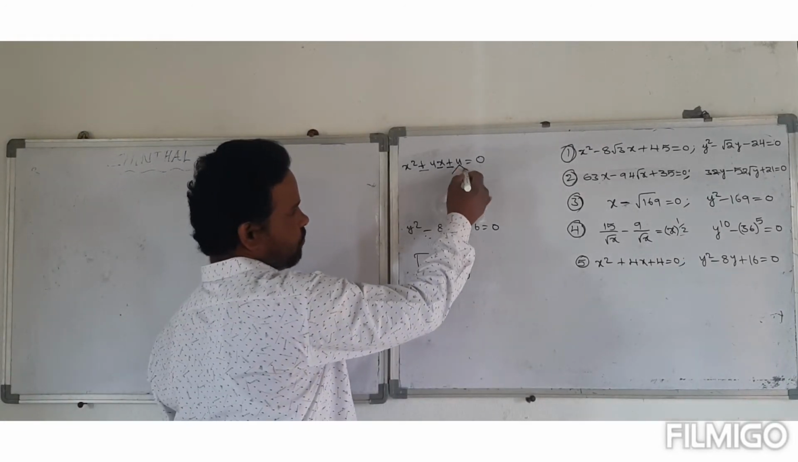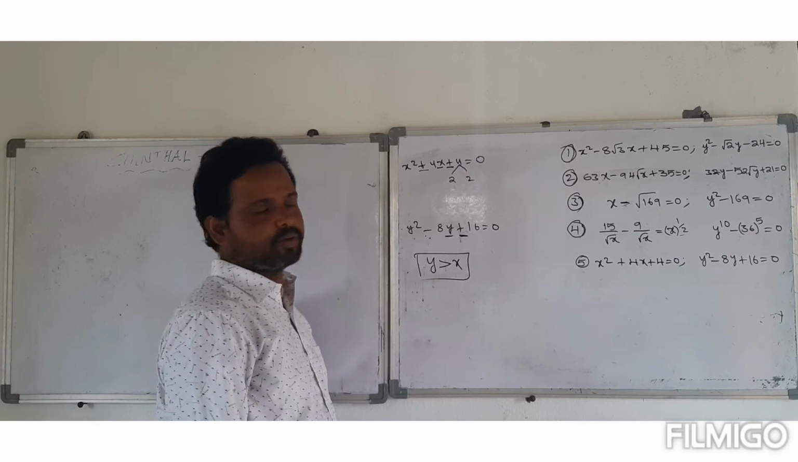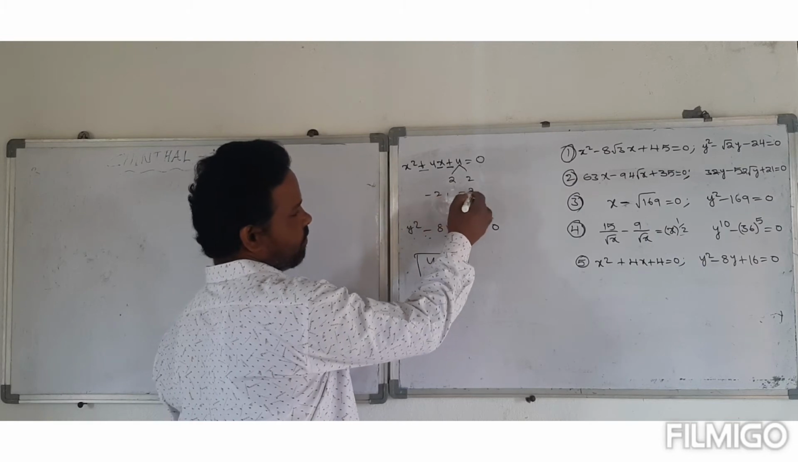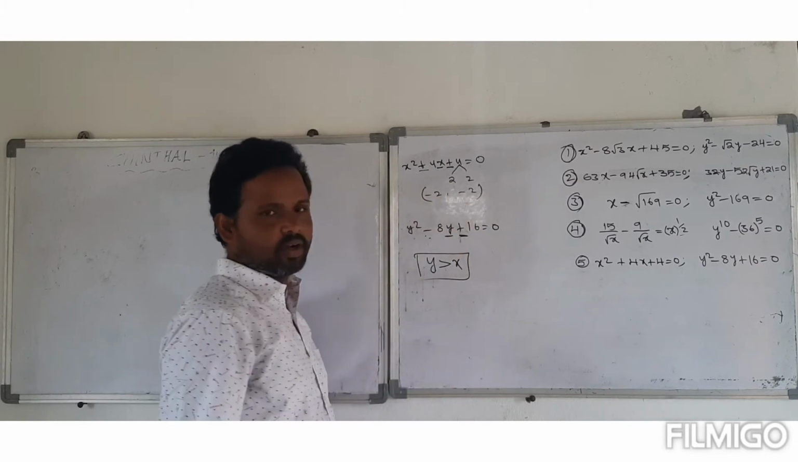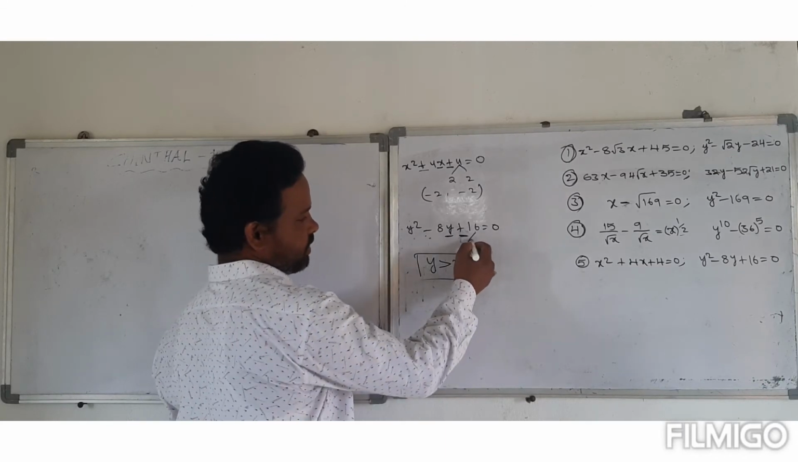Now here 4 is given. 4 means 2 into 2. Now our roots are minus 2 comma minus 2. Okay guys, let's go next.